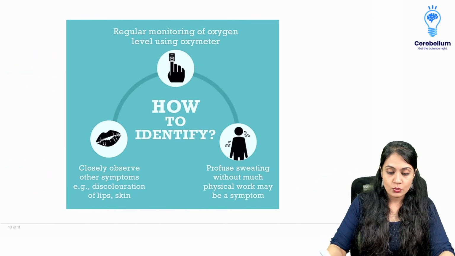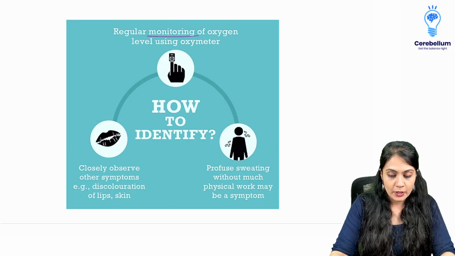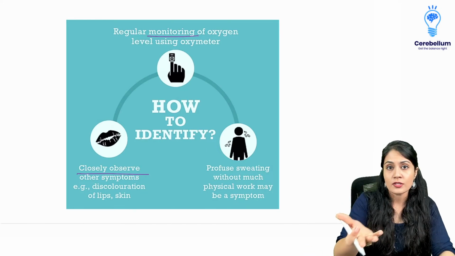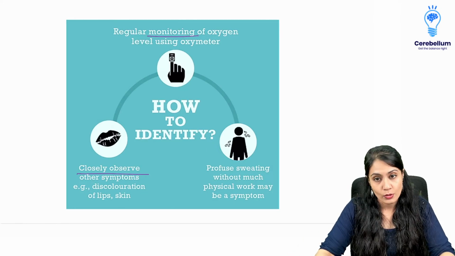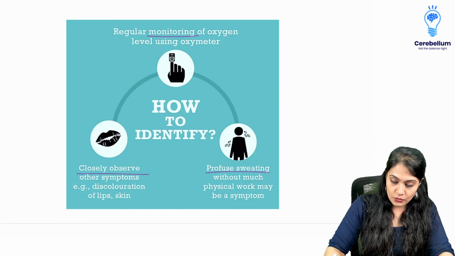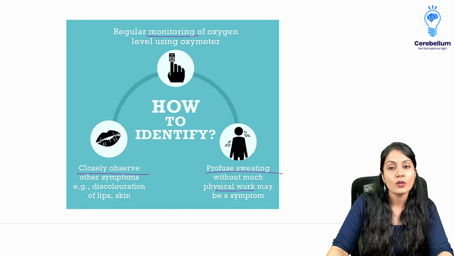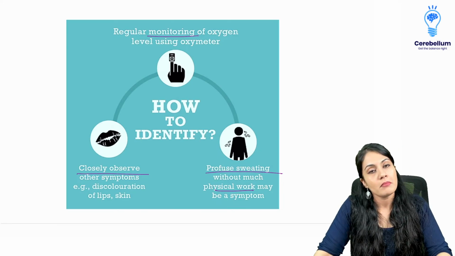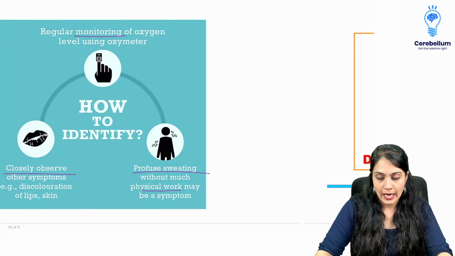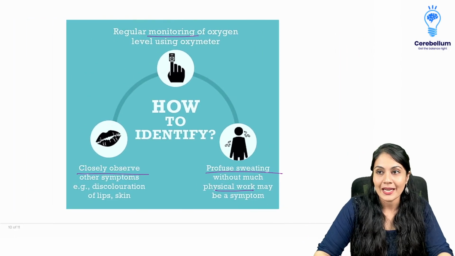So what we need to do over there is just monitor the patient, use the pulse oximeter, and closely observe other symptoms like discoloration of the lips. Of course, the patient will start showing cyanosis, right? So lips, skin, mucosa, right? And profuse sweating without much physical work may be a symptom. So please remember, this is known as happy hypoxia. You can write that in the applied aspect.